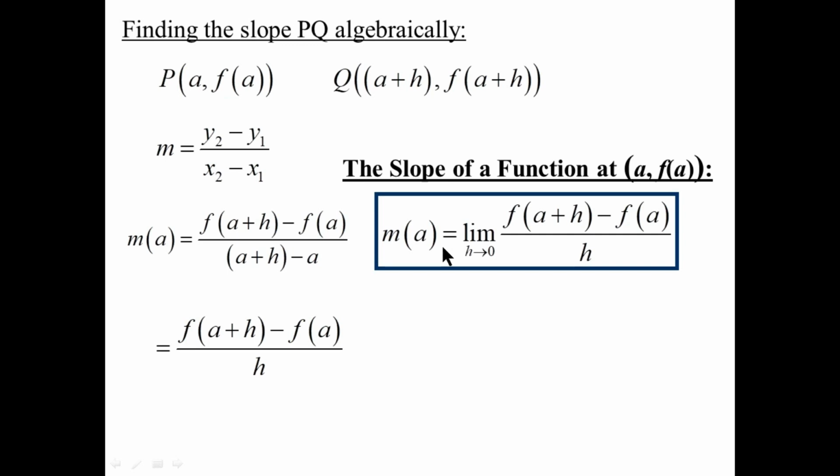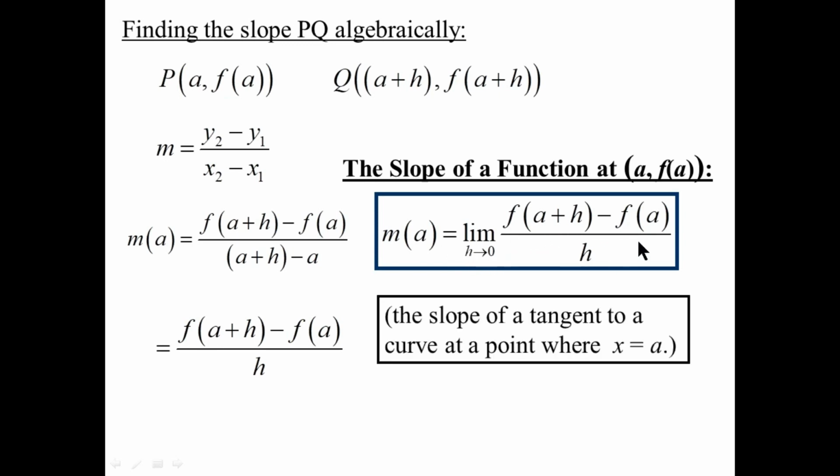And we have here our first formula. It's a pretty important one. The slope at a point a is the limit as h approaches 0 of f of a plus h minus f of a over h. It's the slope of a tangent to a curve at a point where x equals a given number. Now we'll do 3 examples of this for exercise.